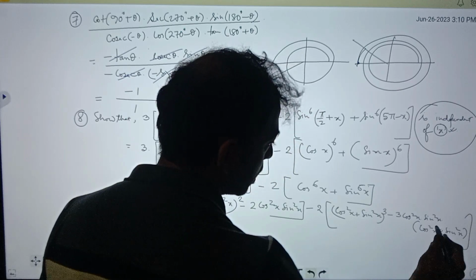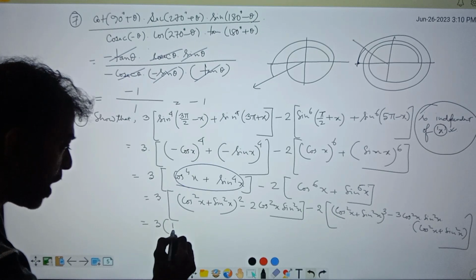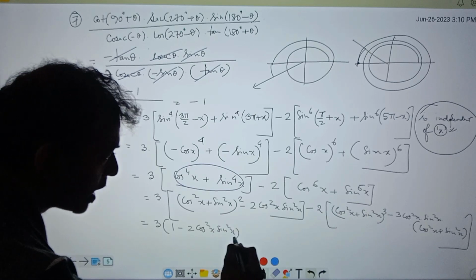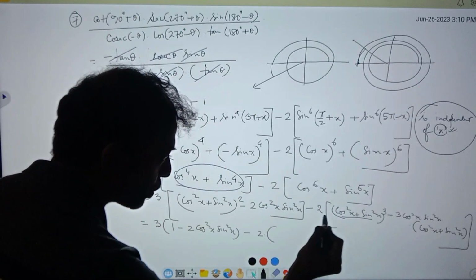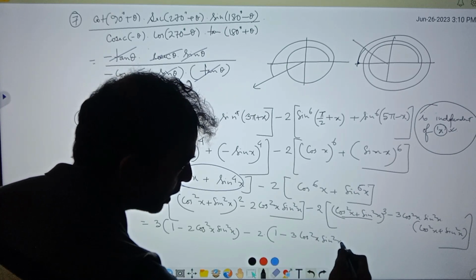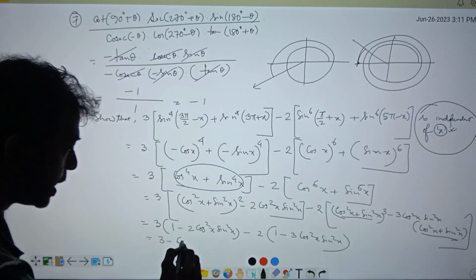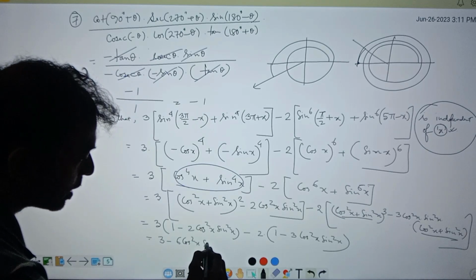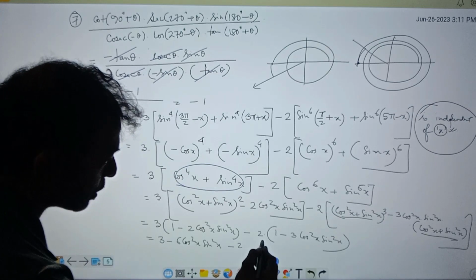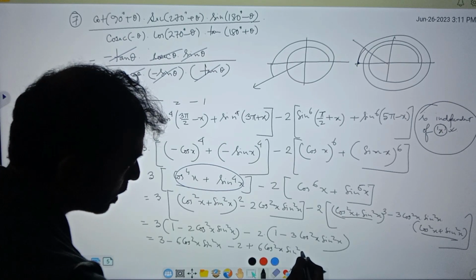So cos square x plus sine square x, you all know that is going to be 1, minus 2 cos square x into sine square x. After that, minus 2 into, that is also going to be 1, minus 3 cos square x into sine square x, and that is also 1. So the total result will be 3 minus 6 cos square x into sine square x, and from this one that is going to be minus 2 plus 6 cos square x into sine square x.